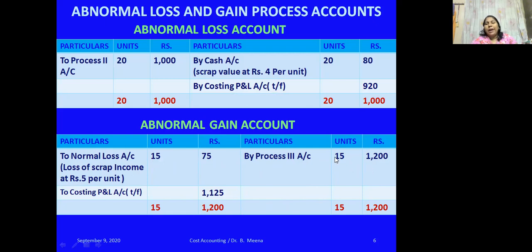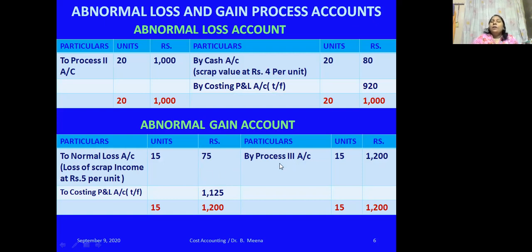So this abnormal gain, 15 units, must be converted as per the scrap value to be debited in the abnormal gain account, in the name of normal loss account. Then find out the balancing figure for 1200 minus 75. What is the balance? 1125. This amount is to be transferred to the costing P&L account. So this is the way you can show the abnormal gain.